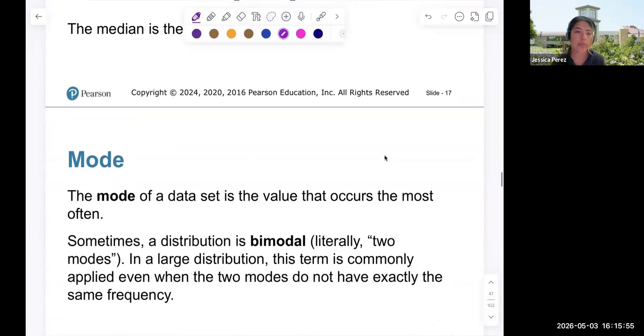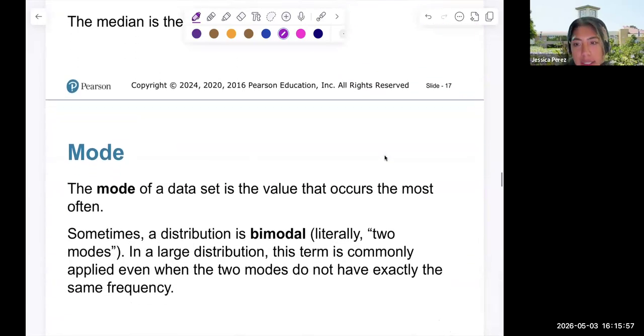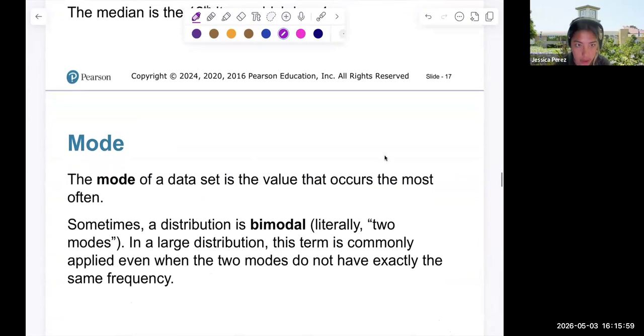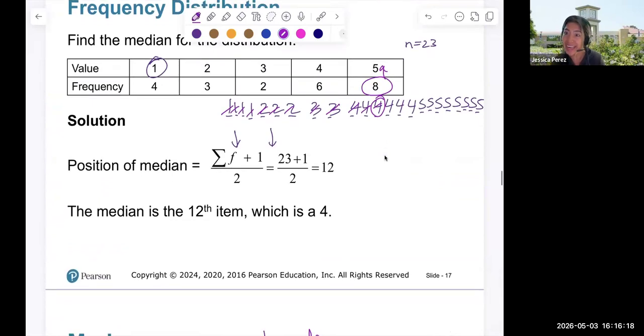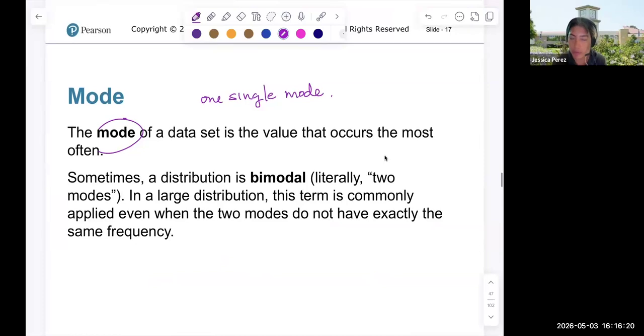Now the mode is very simple, because the mode of a data set is the one that occurs the most. But there could be more than one mode. You can have one mode, two modes, three modes. You can have one single mode that dominates, that's the highest. For example, in the last example, the 8 is the mode. The 8 dominates because it occurs 5 times. So 8 would be the unique mode.